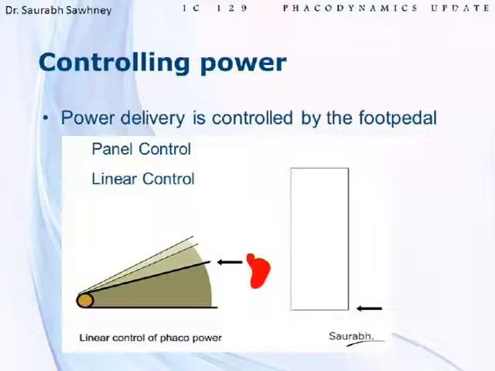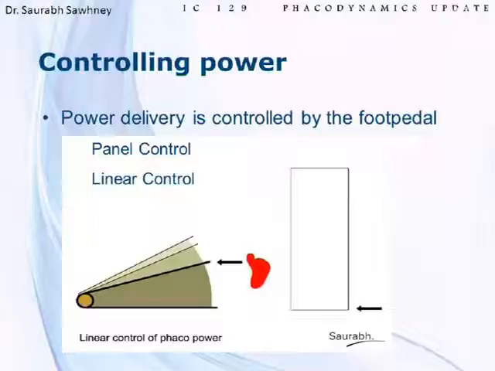Once the power has been generated and delivered to the tip, the surgeon must now be able to control this power. In the earlier days, panel control was the standard thing to do. By panel control, what is meant is that the surgeon sets all the parameters on the console itself, and then when you go from the foot pedal position 1 to 2 to 3, and position 3 is where you get the phaco energy, it's a kind of on-off effect.